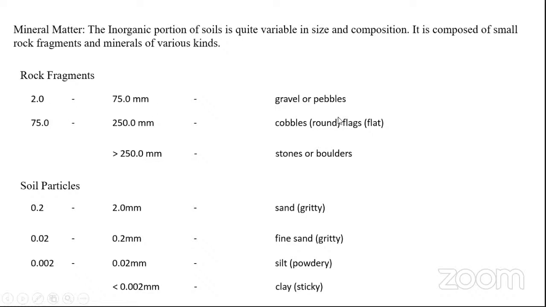And these are the fragments. If it is 2 to 75 mm, it is gravel or pebbles. 75 to 250 comes under the clods and flags. If it is more than 250 it comes under the stones and boulders, which are big particles. So these are the rock fragments. This is regarding the rock fragment classification, and regarding the soil particles, these are the different fractions. And coming to the next slide, that's all for today.